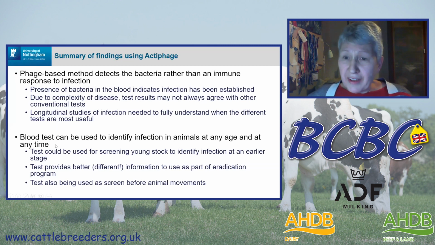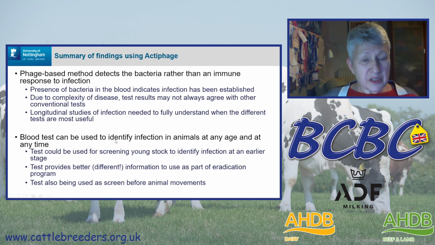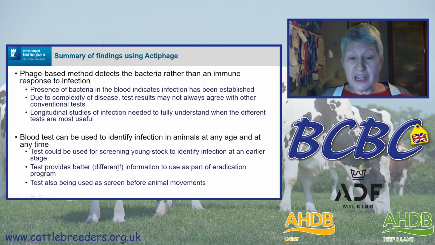Some other good points of our phage test, of course. Blood tests can be used to identify infection in animals at any age. So we've done calves, newborn naturally infected calves, experimentally infected animals. And at any time, you don't have to wait, because we're not looking at the immune response. You don't have to wait between tests. The test could be used for screening young stock to identify infection at an earlier stage, so you don't carry on rearing animals that you really don't want to introduce into the farms. It provides better, different information to use as part of an eradication program. But also, it's another test you can use to screen animals before movements. And we have got farms who are using this where they really don't want to introduce disease into new areas and are using our test as an extra test to screen animals beforehand.